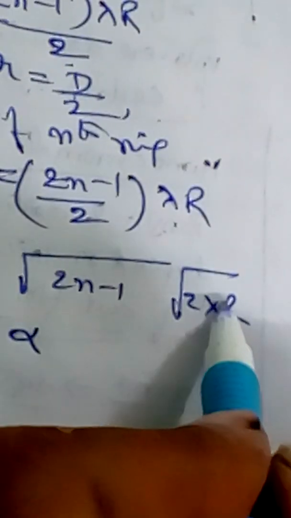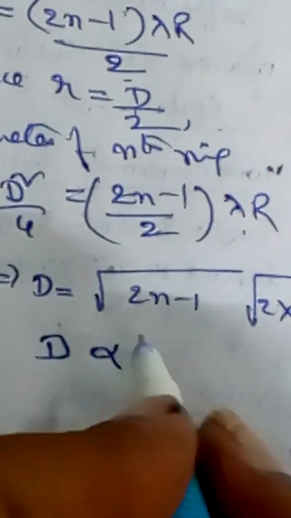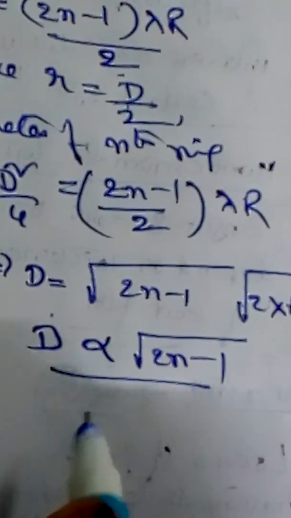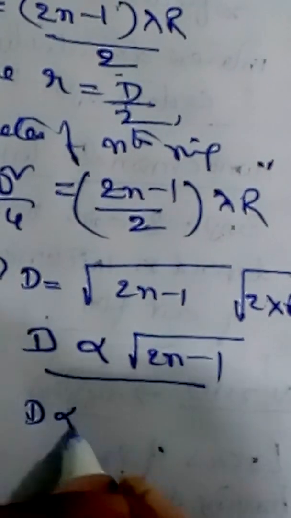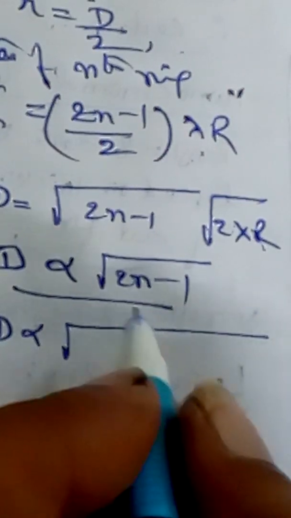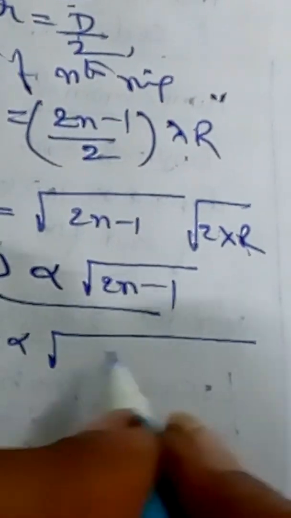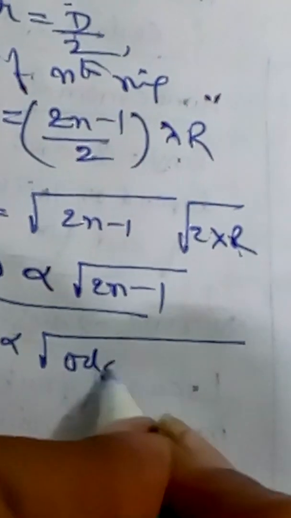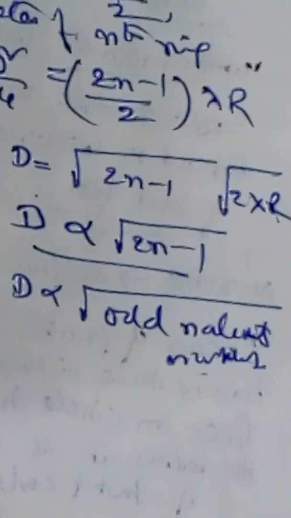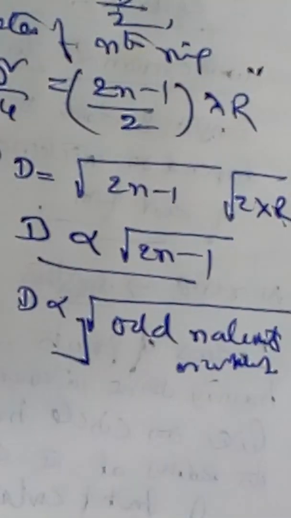So if you take out this equation, you can write as proportional to. Lambda is constant, R is constant for this experiment. Therefore, this constant can be taken into proportion. So you will get d is proportional to square root of (2n minus 1), where for bright fringe the conditions are n equal to 1, 2, 3. Therefore, 2n minus 1 means odd natural numbers. The diameter is proportional to square root of odd natural numbers.